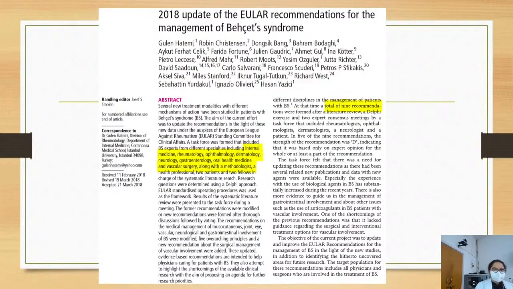This is a 2018 update of the EULAR recommendations. EULAR stands for European League Against Rheumatism, which has given around 9 recommendations for the treatment of Behçet's, and it has been concluded by experts from different specialties such as internal medicine, rheumatology, ophthalmology, dermatology, neurology, gastroenterology, oral health and medicine, vascular surgery, along with methodologists.